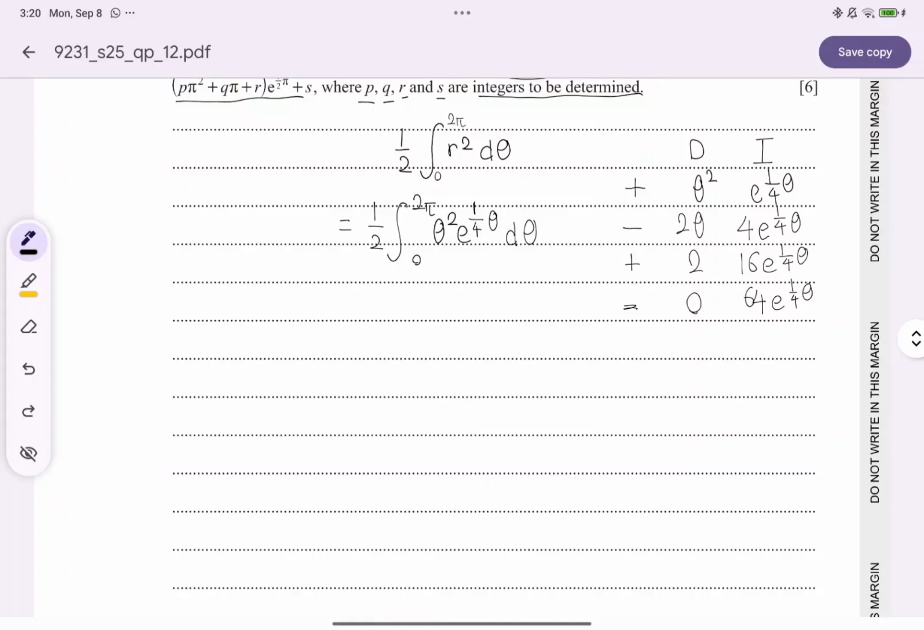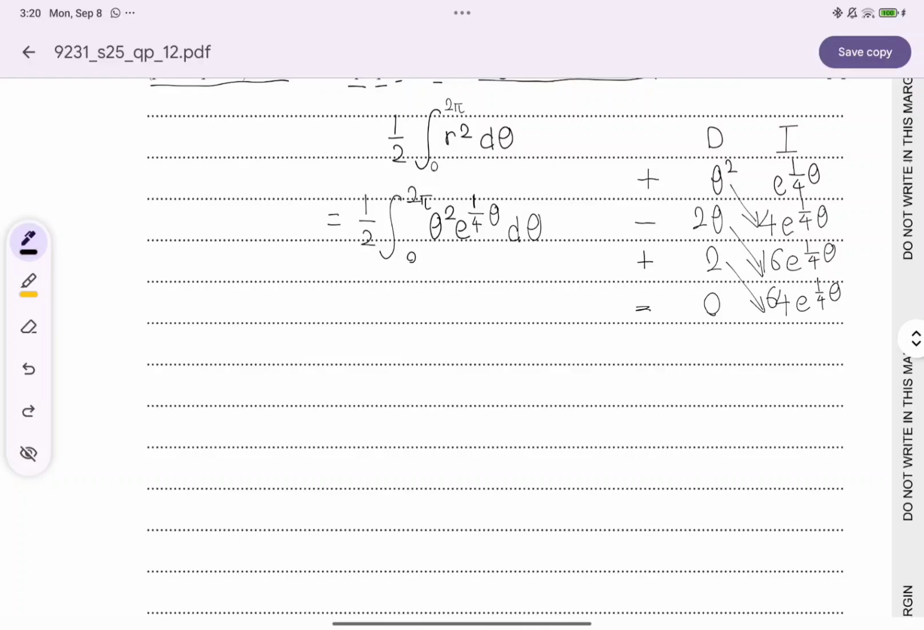In order to get the final integral, you take the product of the diagonals across, and these are your integrals. If you can understand this method, great, but don't worry, you can just stick to your normal integration by parts. But here I can't find enough space to do it, so I'm just going to do this method.